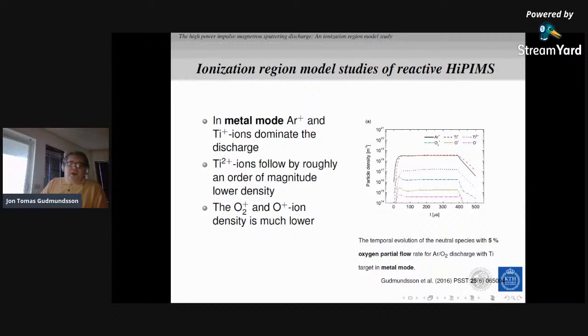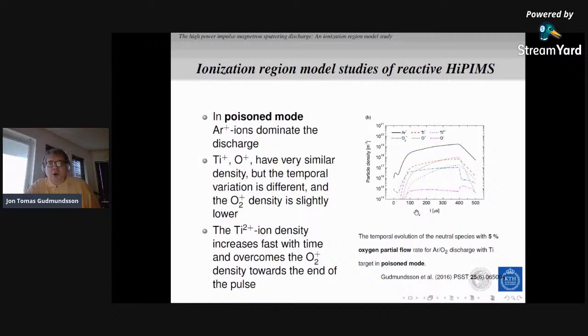So if you look back at the metal mode, we see that the particle densities of argon plus and titanium plus ions dominate in the metal mode. O2 plus and O plus have much lower densities, and titanium 2 plus is somewhere in between. In the poisoned mode, however, argon ions dominate. The argon ions have almost an order of magnitude higher density in the poisoned mode than the next ionic species, which is O plus. So in the poisoned mode, the discharge is dominated basically by argon ions.